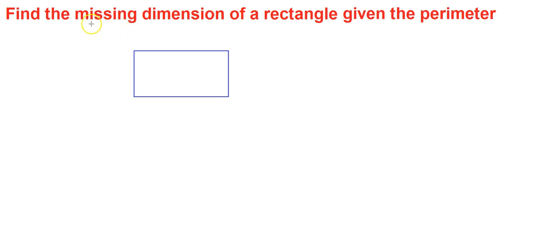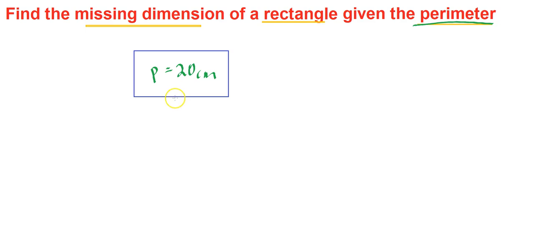So this problem says find the missing dimension of a rectangle, given the perimeter. These kinds of problems usually look like this, right? You get given the perimeter. So let's say the perimeter equals 20 centimeters, and you'll get given one of the dimensions.